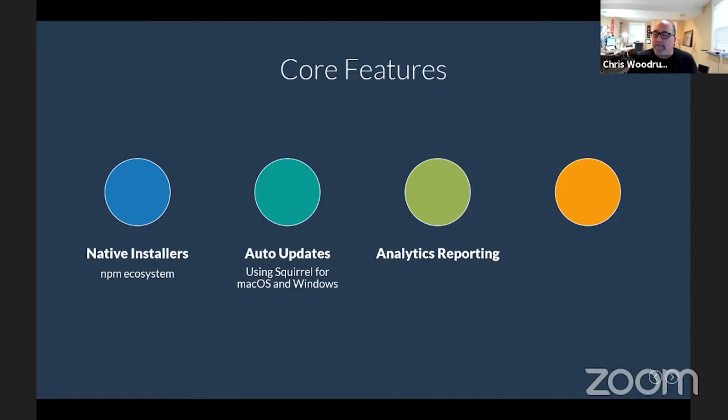So analytics reporting, basically you can leverage Google Analytics or any other analytics technology inside your application, and it will report back and you can get your findings. And then debugging. So all the goodness that you expect from debugging in Chrome, because Electron is basically Chrome.